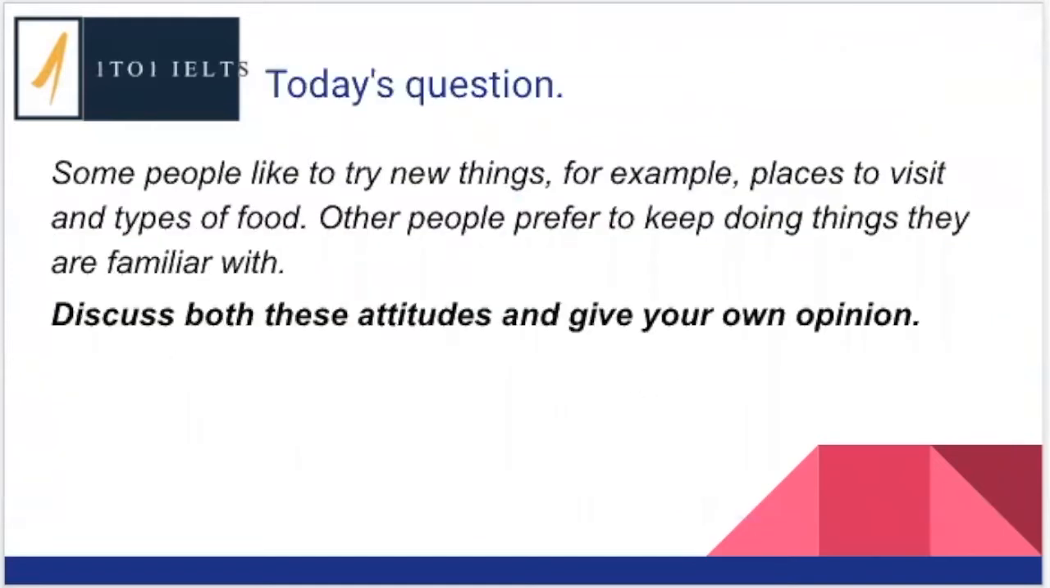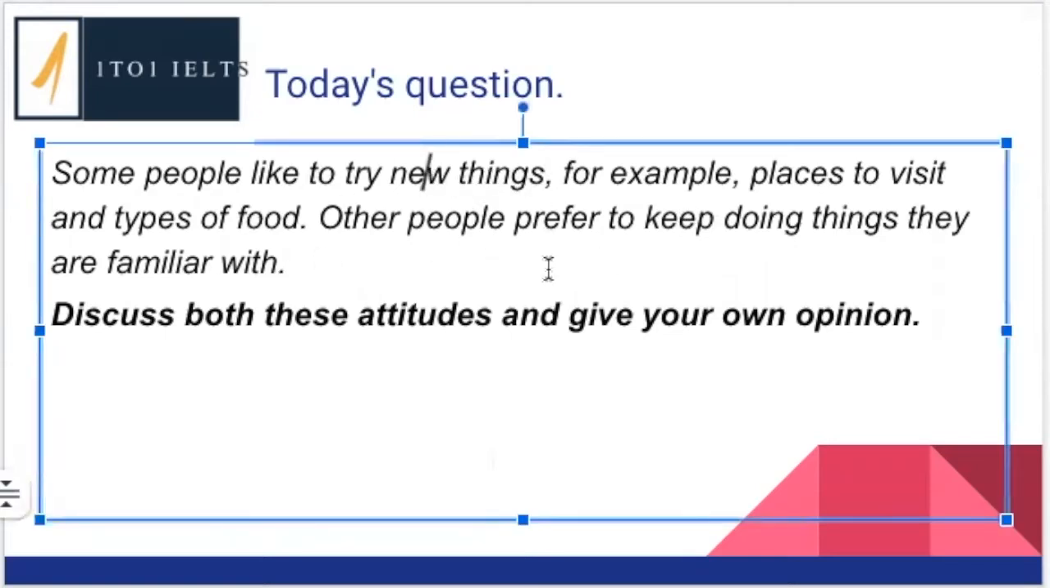So today's question was, and we've been looking at this for the last couple of weeks, some people like to try new things, for example, places to visit and types of food. Other people prefer to keep doing things that they are familiar with. Discuss both these attitudes, and give your own opinion. So we're not going to say some people like to try new things and other people like to keep doing things they're familiar with. We need to say why they like to try new things. We need to say why they prefer to do things they're familiar with, and we need to show which attitude we agree with.